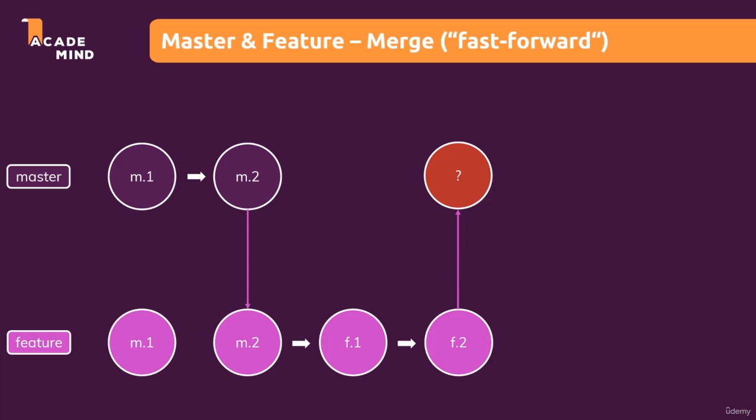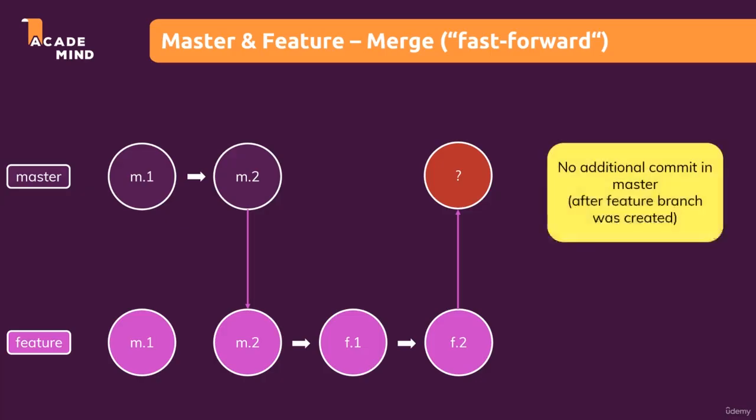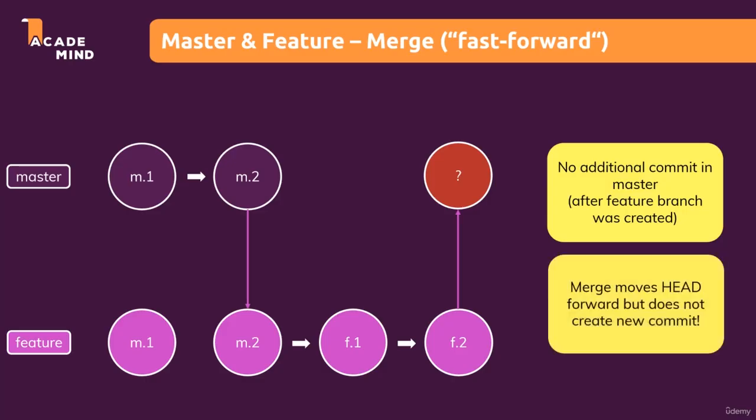Well, in this case, this will of course happen with the git merge command, and in that case, Git will apply a so-called fast forward merge. What characterizes a fast forward merge? Well, as I said, the fast forward merge only works if we have no additional commit in the master branch after we created that feature branch. So our M2 commit in the master branch is the last change we had there. If that's the case, the fast forward merge simply moves the head forward to our F2 commit here, but it does not create a new commit.